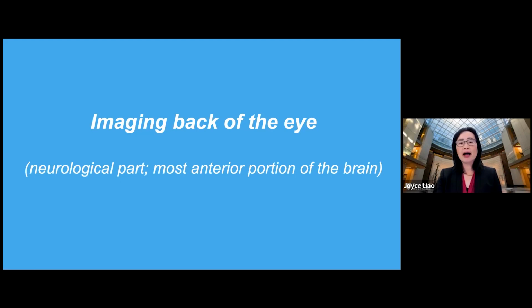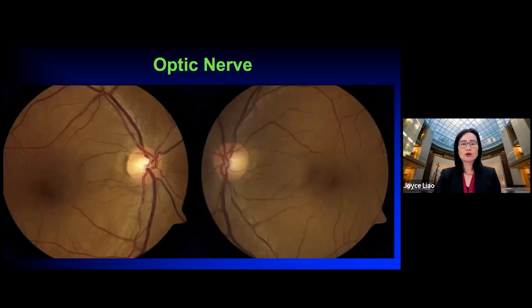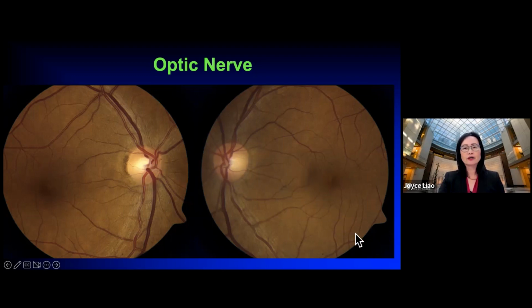To image the back of the eye or the most anterior portion of the brain, we use some fancy imaging modalities. These are done often without dilating the patients, although with the dilation, we often can get even better images like this one, for example. So this is a picture of the optic nerve, which are circular looking structures in the right eye and the left eye. You could also see some really nice blood vessels, an artery here, for example, or a vein here.